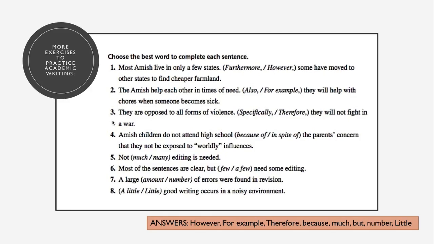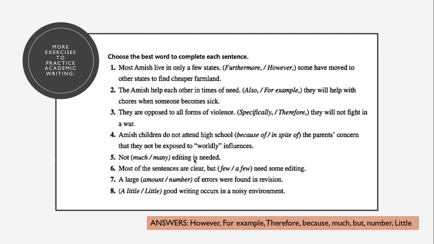They're opposed to all forms of violence. Therefore, they will not fight in a war. So we have a statement, and then what follows logically, therefore, a next statement. Amish children do not attend high school because of the parents' concern that they not be exposed to worldly influences. So here we have a reason. Why do they not attend high school? Because of parents' concerns about worldly influences.